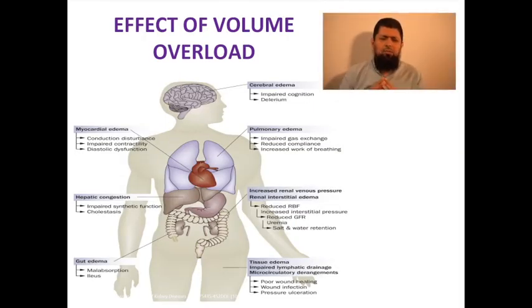The effect of volume overload: we know that an increase of 10% of the basal body weight can cause acute kidney injury. This is because of the increased renal venous pressure, which can also cause renal interstitial edema, which will reduce the renal blood flow.